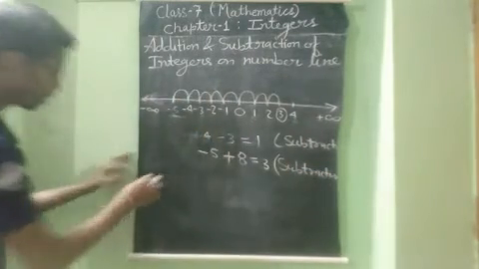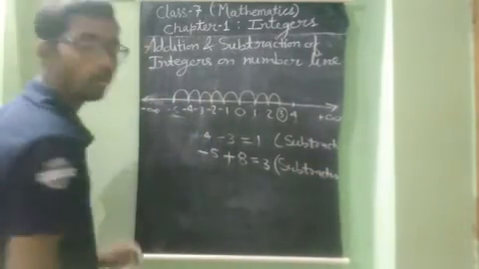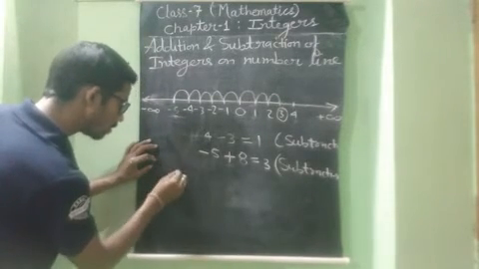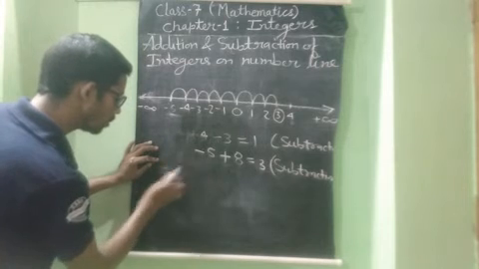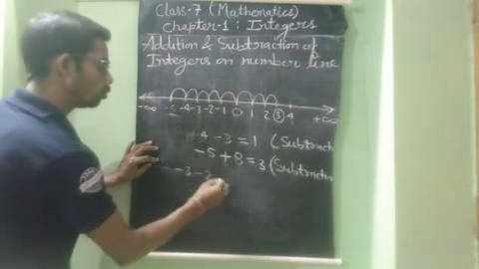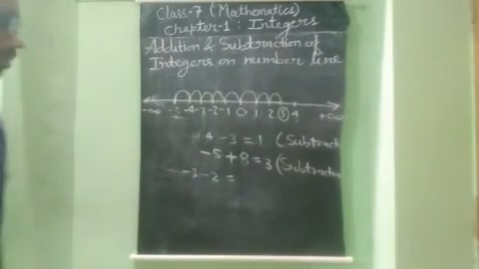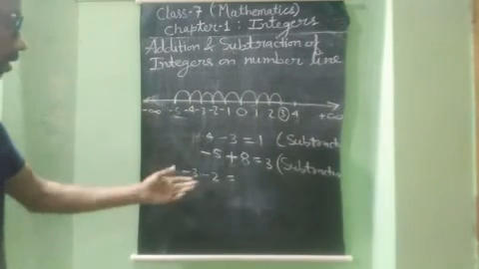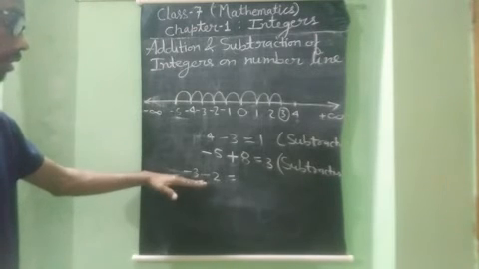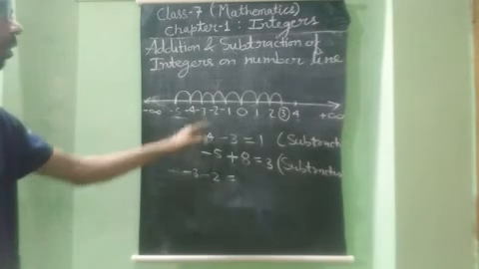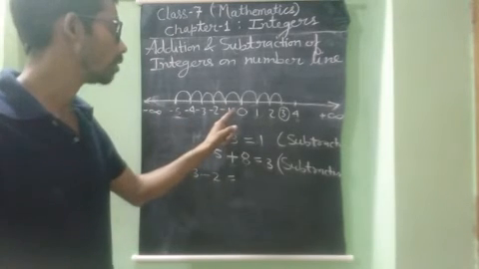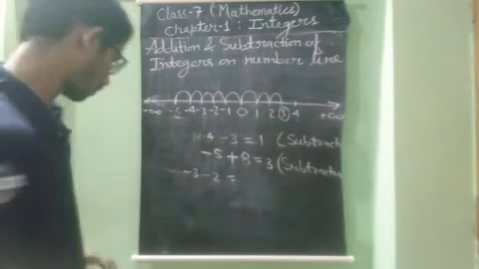Subtraction. Now let us see how to add two numbers, two integers. Suppose there is -3 and -2. Then how to add these two numbers? Here both numbers are what? Negative integers. -3 and -2 both are negative integers, because -3 and -2 both are on the negative side of 0.